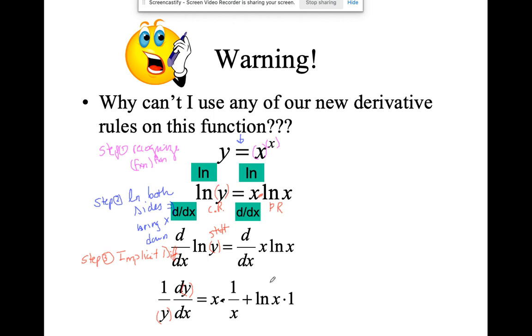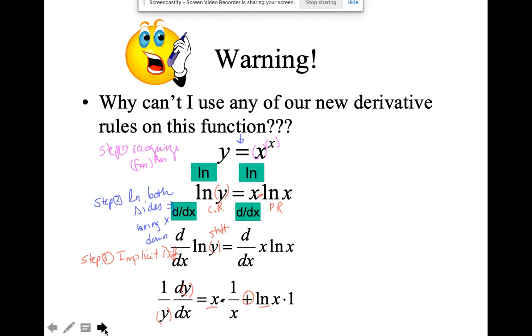Then I had to use the product rule, right? And the product rule never changes. It is the first function x times the derivative of ln x, which is just 1 over x. There's no stuff and there's no pay the price. Plus the second function ln x times the derivative of x with respect to x, which is just 1.